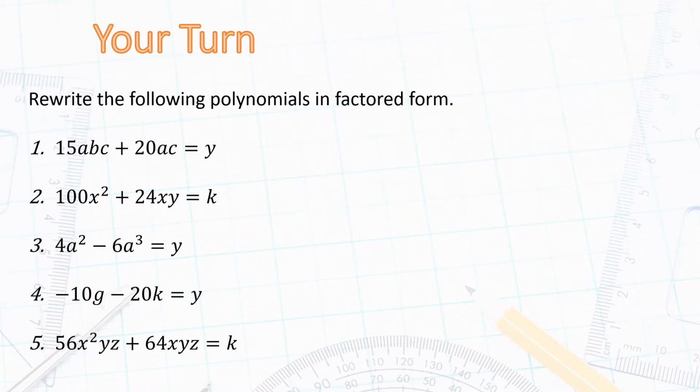All right, so I want you to try it now. Write the following equations in factored form. Make sure you're pulling out the GCF and then writing the remaining factors as well. Pause the video, come back when you're ready to see the answers.